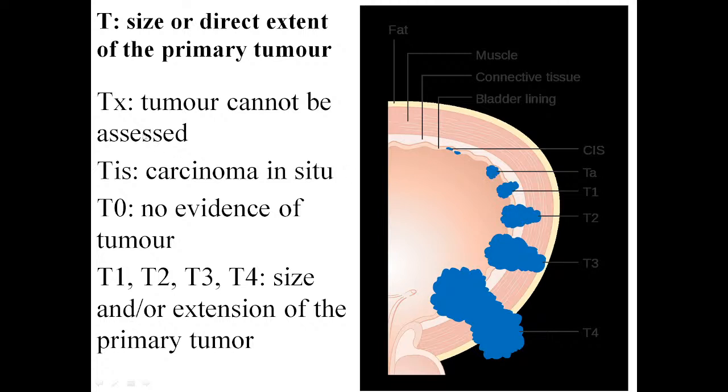And TX is a tumor which is invisible. T in situ, like this, T in situ, in here. Carcinoma in situ. And next we have T0, no evidence of the tumor, and T first, T second, T third, and T fourth, they are different sizes of this tumor.